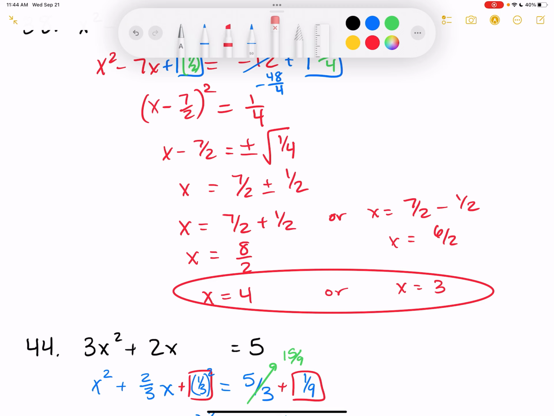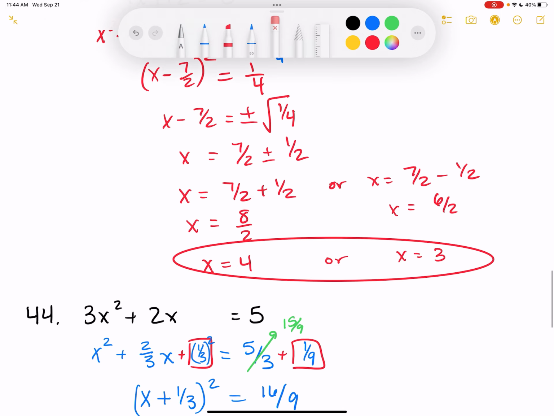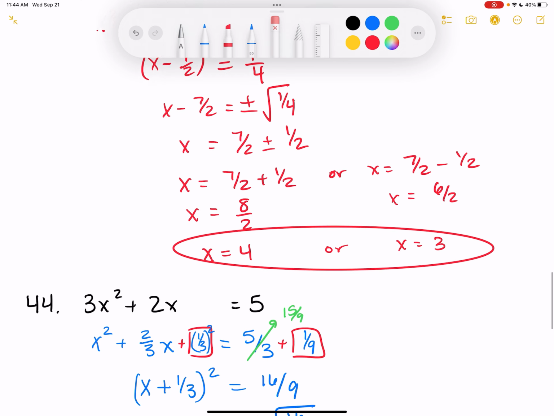Over here, you do the same half thing to the middle term. That's what I didn't do. I just kept the middle term the same and went from there. Gosh dang it. So half the middle term and square it. So this gives you 1/9 on this side. So then the perfect square trinomial is x plus 1/3, all that squared, is equal to, after getting a common denominator, 16/9.